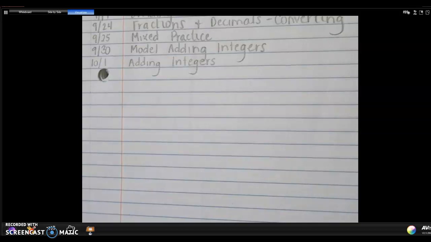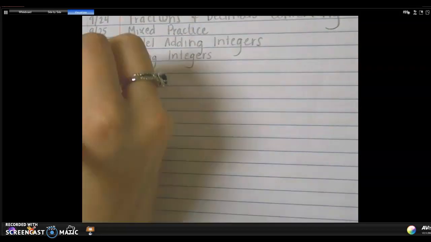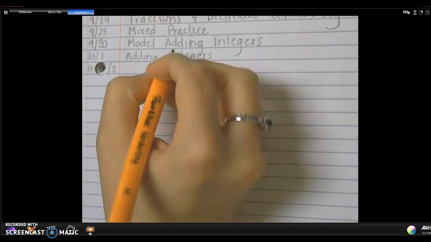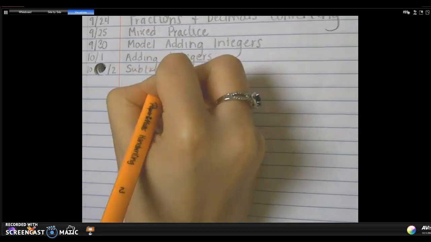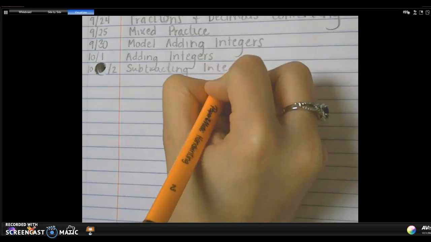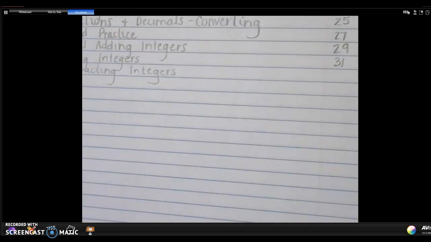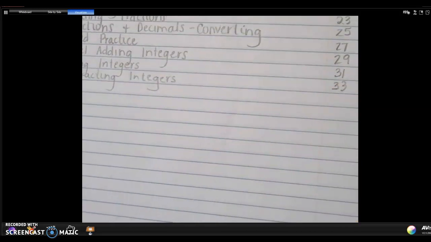At this time, we should be done with the adding integers quiz, and we're going to go ahead and start the notes. Today's date is the 2nd, and today's topic is subtracting integers. So yesterday we added, today we're going to be subtracting, and that will be on page 33.